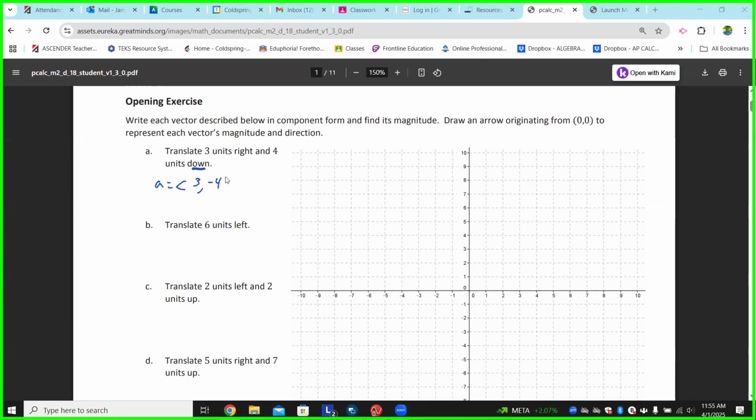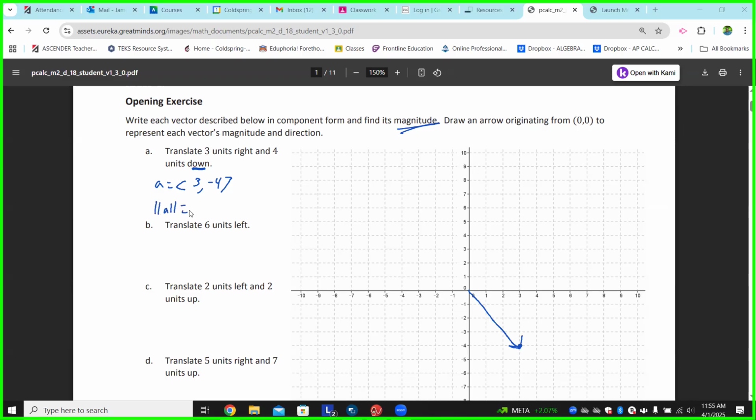3, -4. That word down would mean you need to go down. So if I graph that, that would be 3, -4. Remember a vector, like a portion of a ray. Remember, vectors give you direction and magnitude. So with that, it does want us to answer the magnitude.